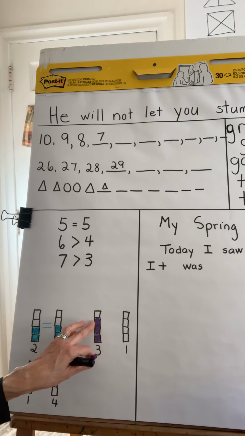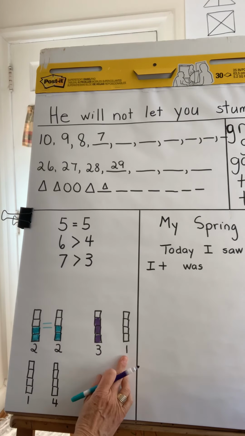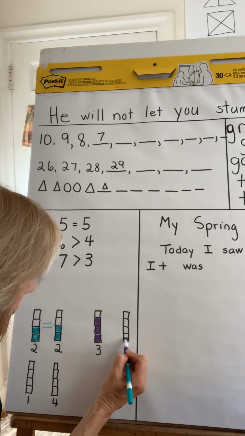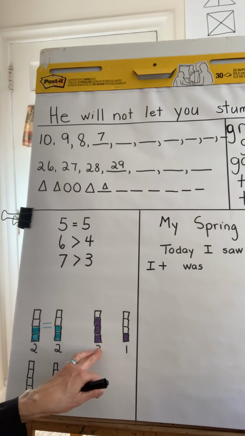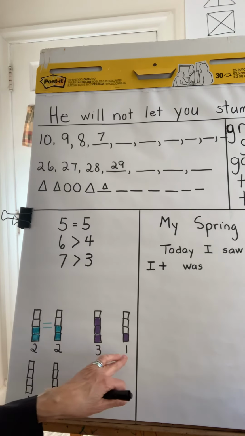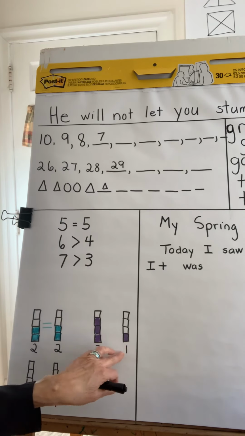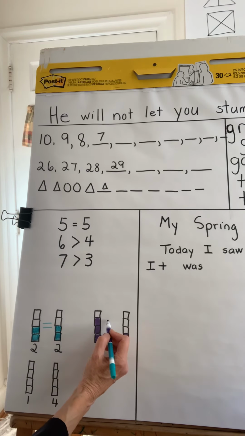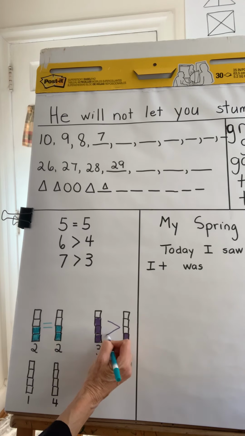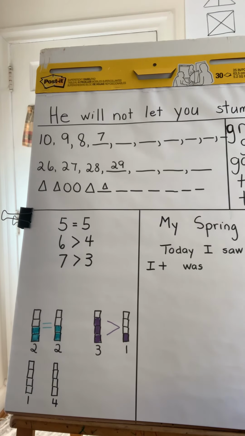Now I've colored 3. How many do I color under here? 1. Right. Now, is 3 equal to 1? No, 3 is more than or greater than 1. So what goes in here? That big sideways looks like a V.